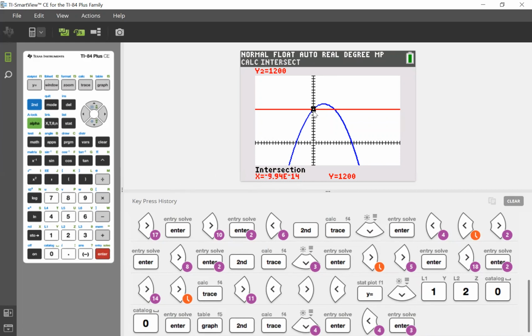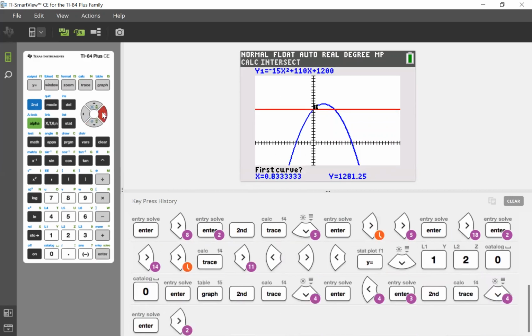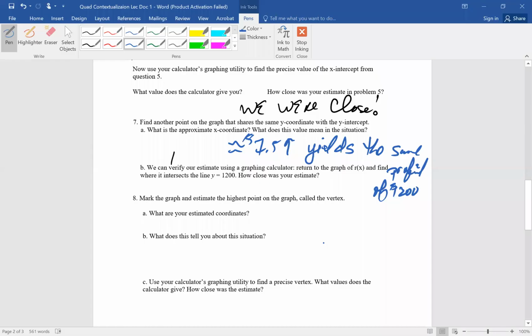So that's the first intersection. Now that's not the one I wanted, right? So let's do it again. Second, calc, watch how I'm going faster now. Intersection, but I'm going to move over to where I'm more interested. I want to know this one. So first curve, enter, second curve, enter, bypass the guess. And there's my intersection, 7.3. So we were off a little bit, or I was, but you get the gist, hopefully. So my answer really is 7.3. Okay? So 7.3, and we were close.